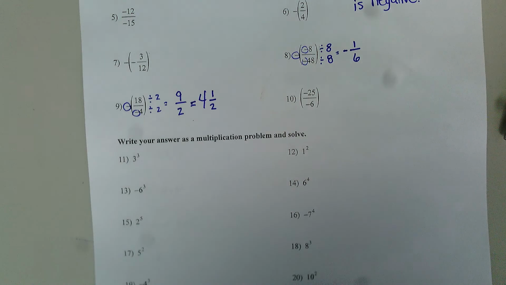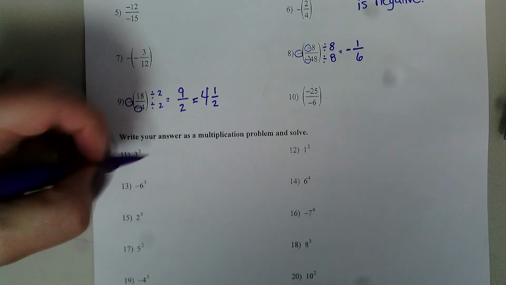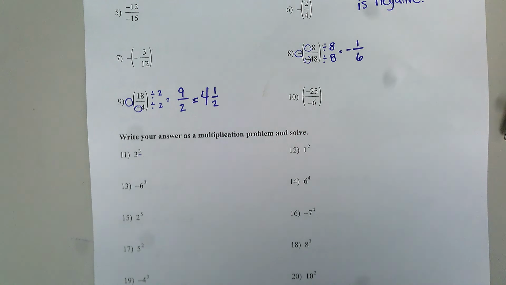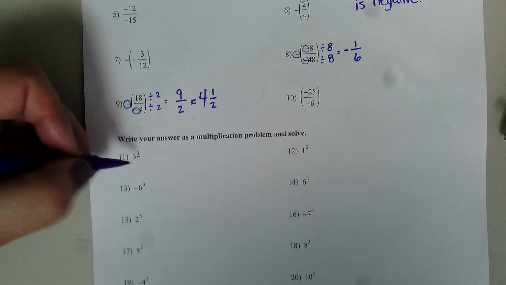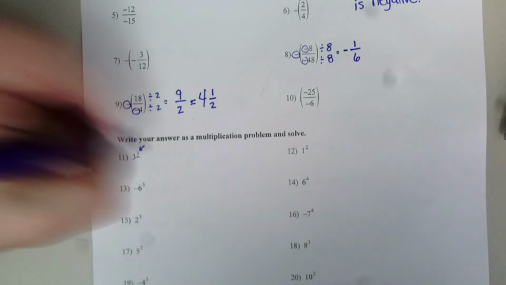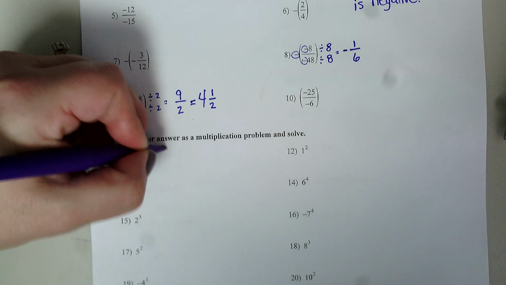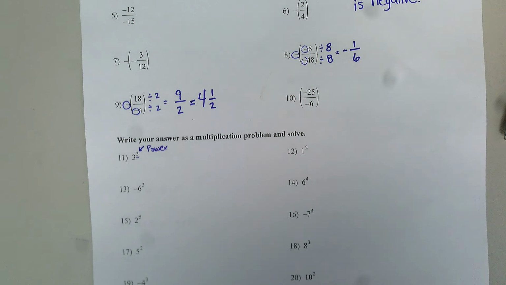Okay, so number 11 through 20, we have numbers that have exponents. An exponent is the little tiny number at the top. It's smaller than the base number that it's serving, okay? What that means is that it does not mean 3 times 3. If I wanted it to be 3 times 3, I would just write 3 times 3. But this is 3 to the 3rd power. This is called a power, okay? And what that means is basically how many times am I multiplying that 3 times itself?